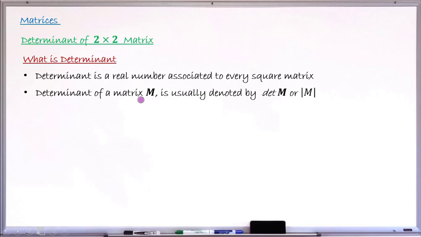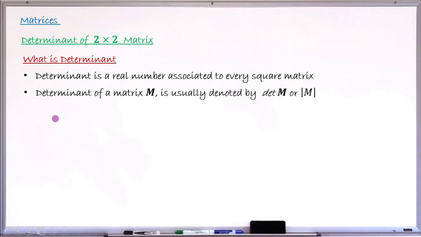If, for example, you have a matrix M, its determinant is usually denoted by this symbol: M, the name of the matrix, within the two vertical bars, as you can see here. This is another symbol for the determinant of a matrix. Similarly, for other matrices, if it is matrix A, its determinant will be the capital letter A written within the two vertical bars, just like this one. So these are the two symbols for the determinant of a particular matrix.